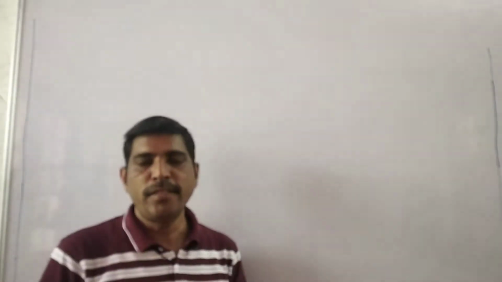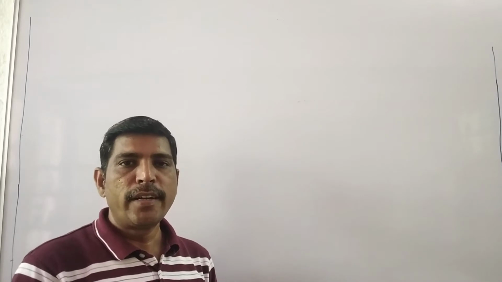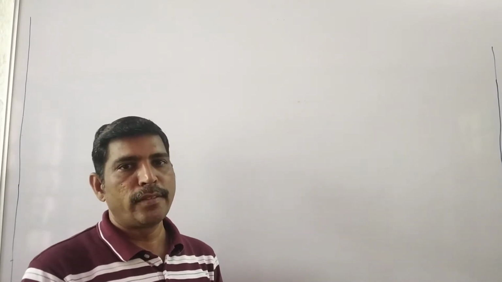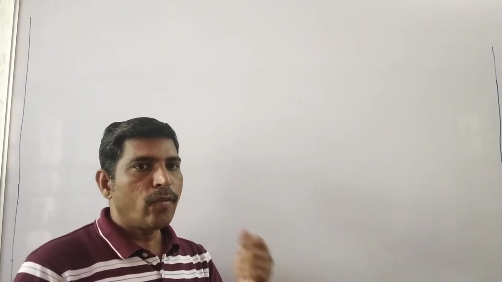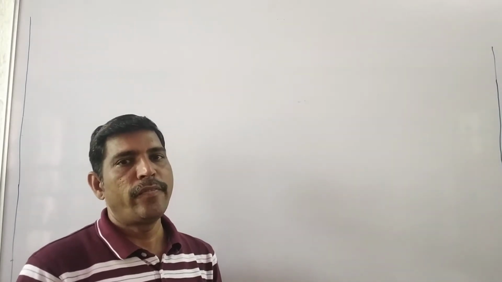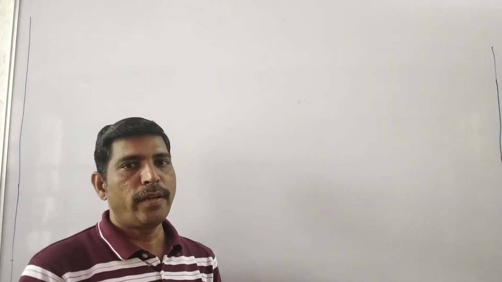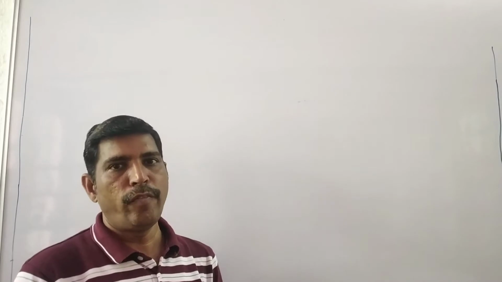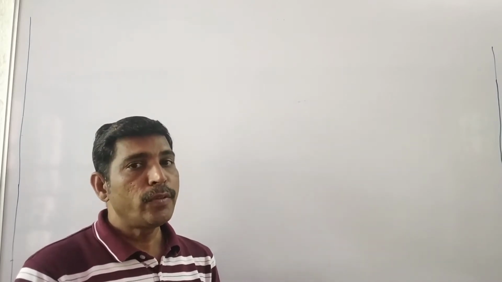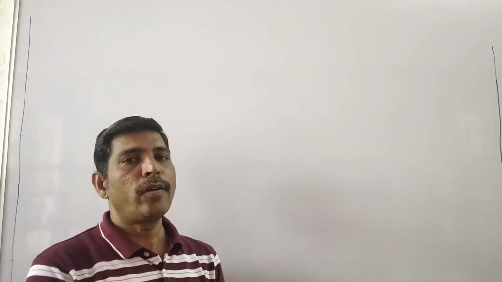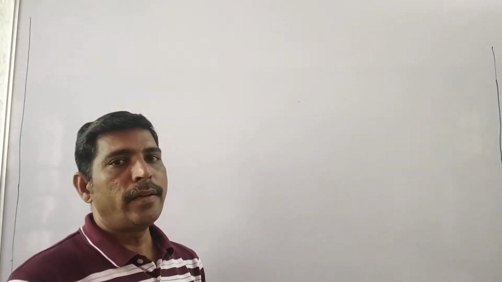Good morning, students. As we know that we are dealing with the colligative properties, okay? And in that, we already finished one colligative property, that is relative lowering of vapor pressure. So today we are going to discuss the second colligative property, and that is nothing but the elevation of boiling point.